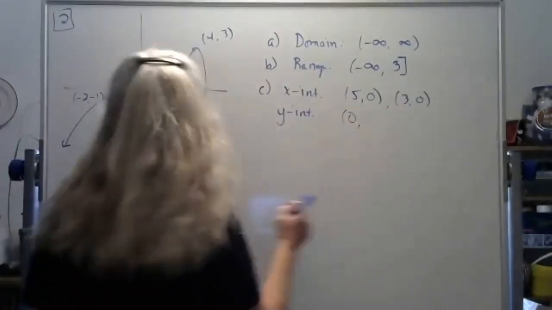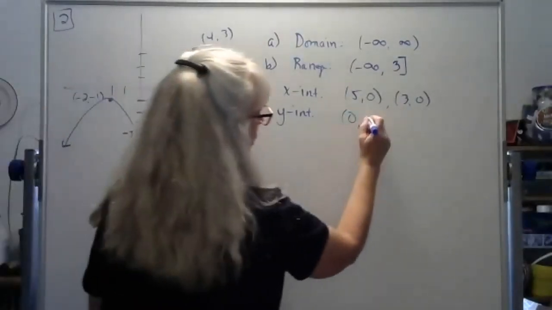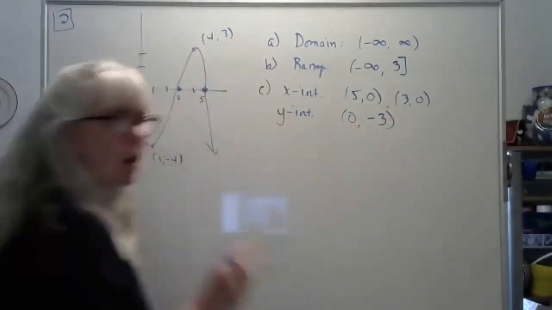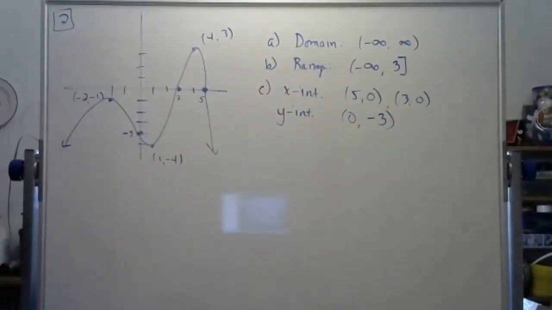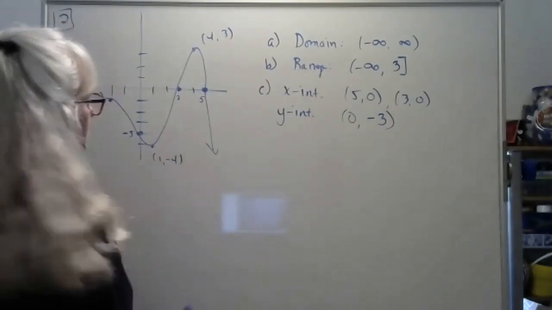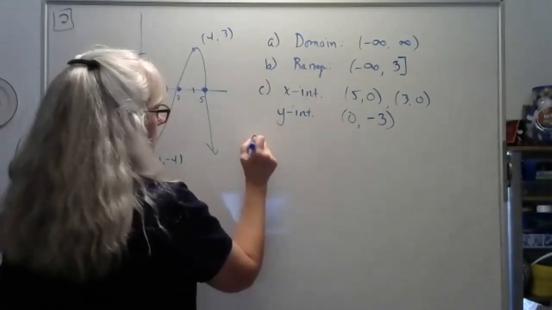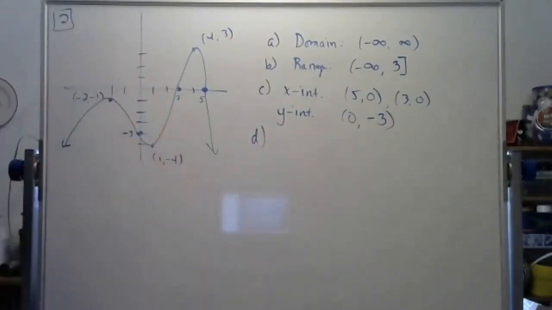Our y-intercept is 0, -3. So regardless of how you write it on the exam, I will go back in and give you credit for what you've written, as long as it's the right numbers. Okay, so that gives us all our intercepts.